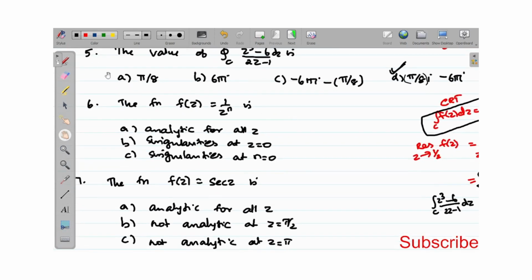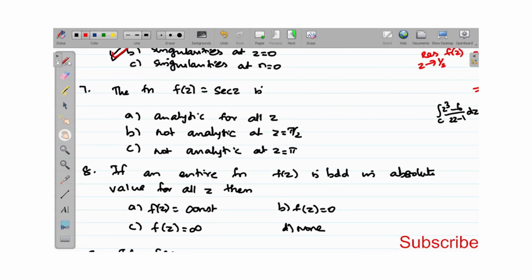Next question, sixth one. The function f(z) = 1/z^n is. If you substitute z = 0 in the denominator, you get infinity. So the function is not analytic. This is equal to infinity, that means the function is not analytic, which means we can say that it is a singularity. So it is a singularity at z = 0. So option B is right.